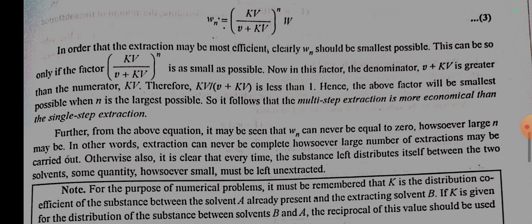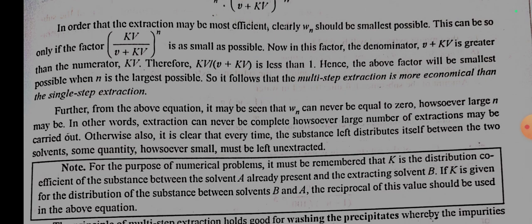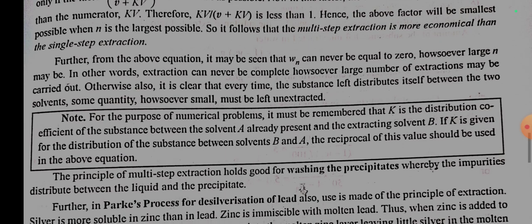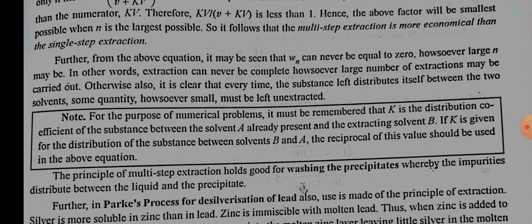In order that the extraction may be most efficient, clearly Wn should be smallest possible. This can be so only if the factor (Kv upon V plus Kv) to the power n is as small as possible. Now in this factor, the denominator V plus Kv is greater than the numerator Kv. Therefore, Kv upon V plus Kv is less than 1. Hence, the above factor will be smallest possible when n is the largest possible. So, it follows that multi-step extraction is more economical than single-step extraction.